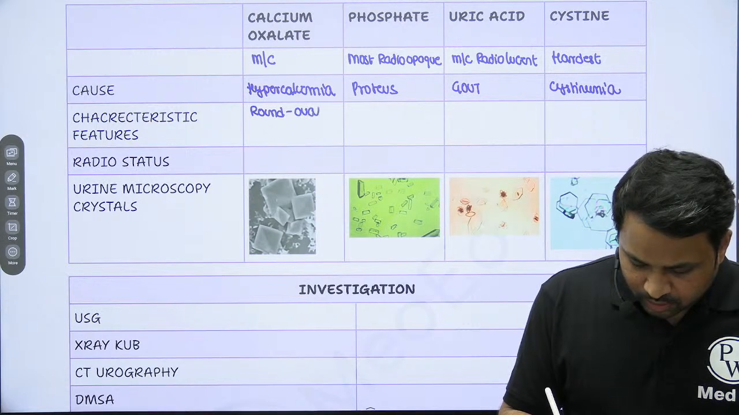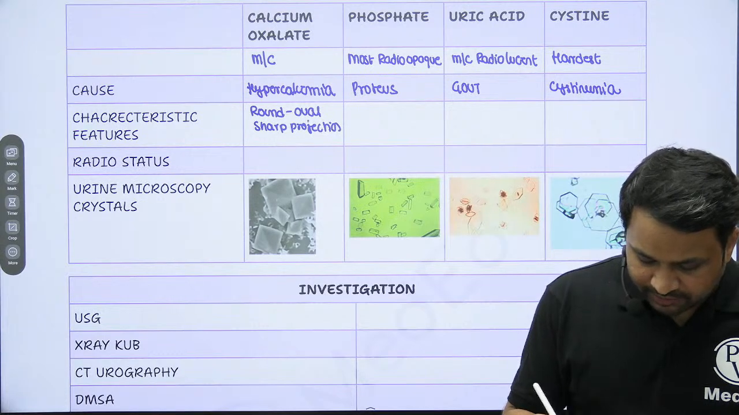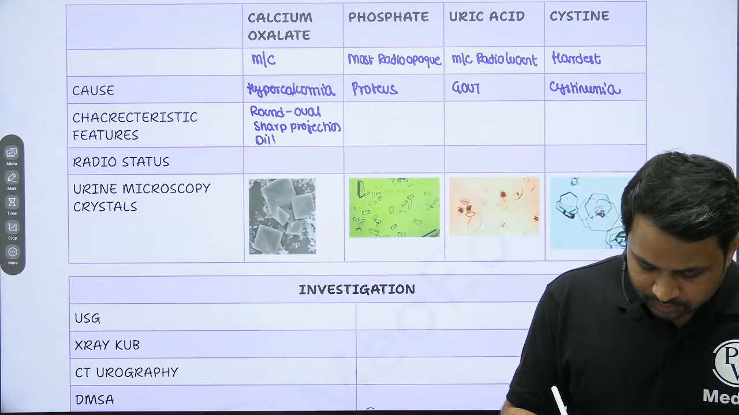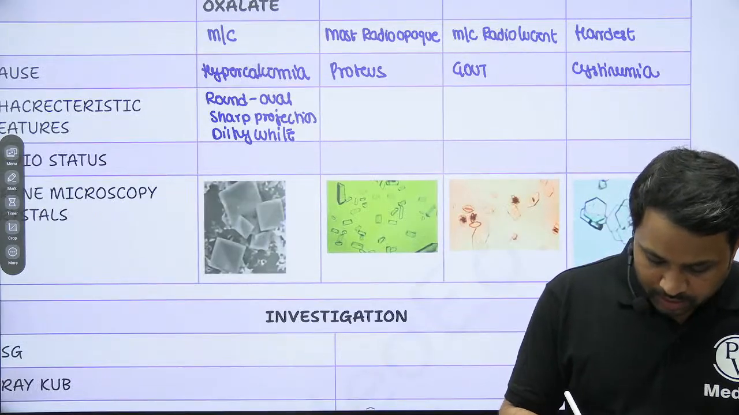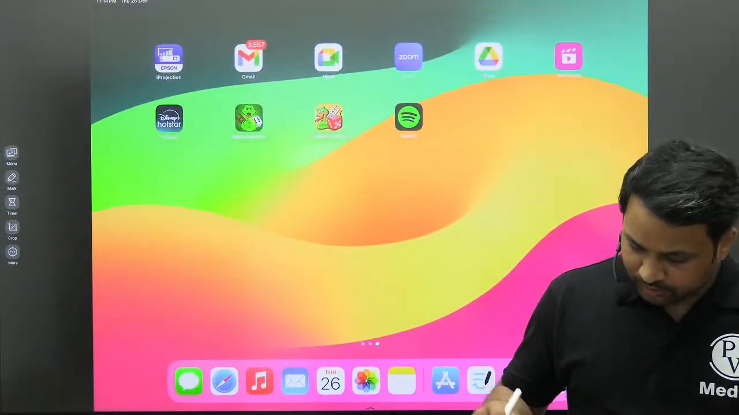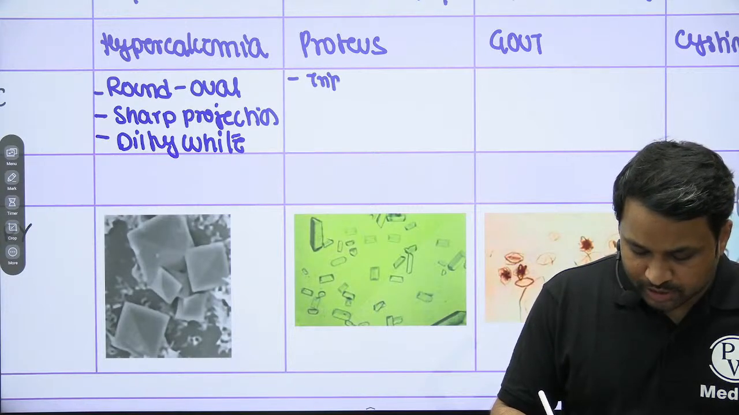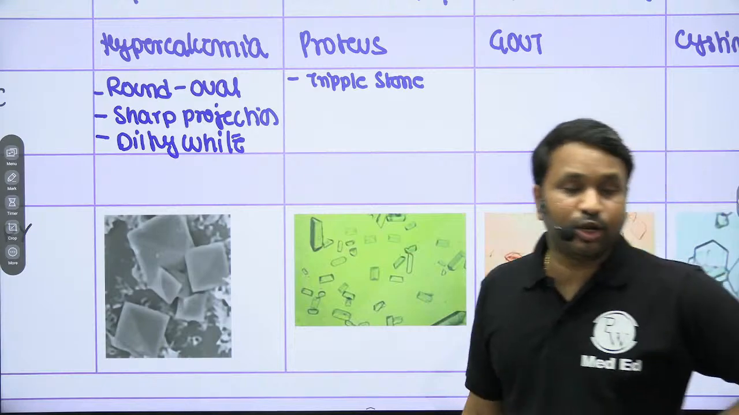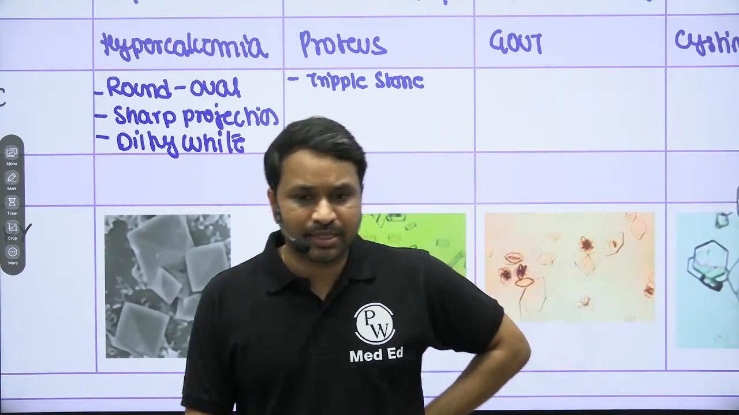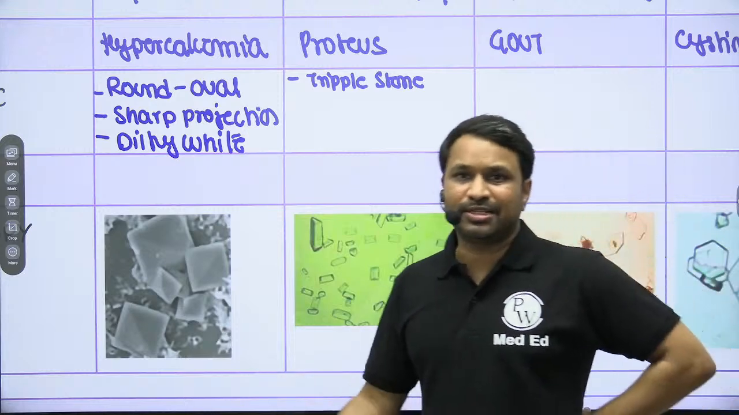They are round to oval. They have sharp projections over their surface and they're dirty white. When you talk about the phosphate stones, these are called the triple stones. Now, why are they called triple stones? Because they've got three components. What are the three components? The magnesium component, the ammonium component, as well as the phosphate component. Hence, it is called a triple stone.